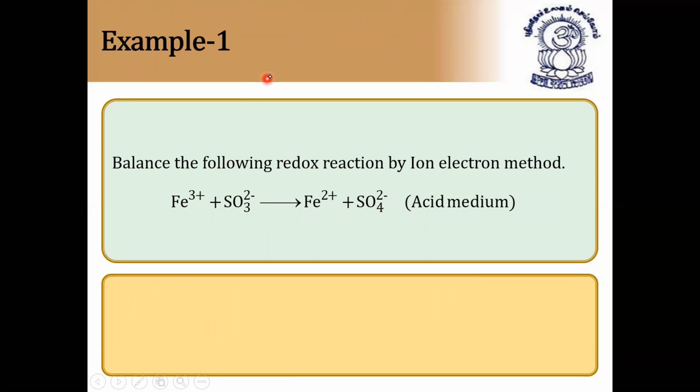So I'll write it here clearly now itself. I'll show you. Balance the following redox reaction by ion electron method. Fe plus 3, they have given already plus 3, and here it is plus 2. In the previous one, we had to calculate, but here there is no need to calculate for that.